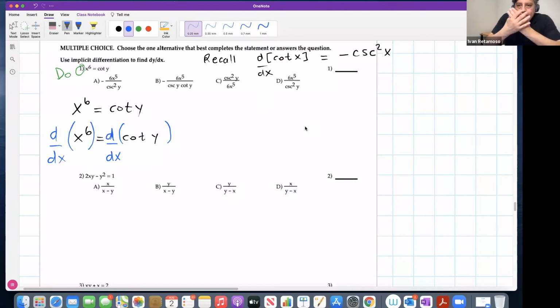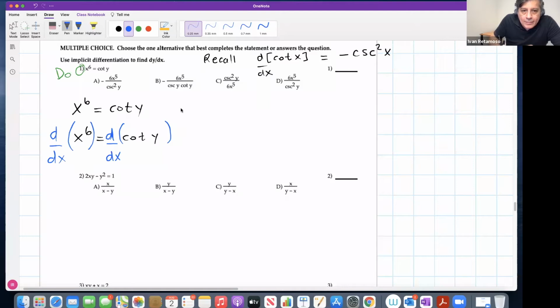Very good, guys. Just remember, when you take the derivative of an expression containing x, it is the usual derivative, but when you take the derivative of an expression containing y, attach the dy dx, the derivative of the inside function. Very good, guys. So let's do this together so we can go over more examples.